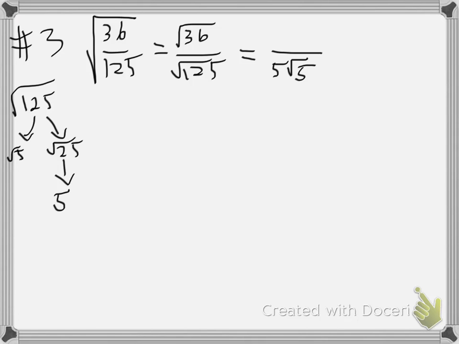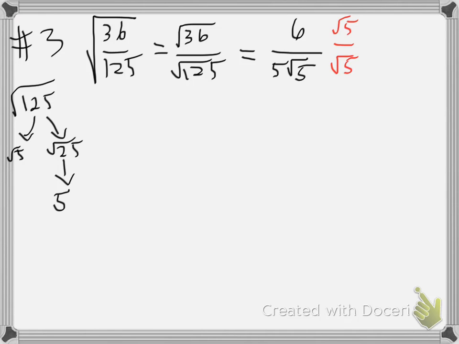The square root of 36 is 6, and a lot of you stopped here. Unfortunately, you have a square root in the bottom. That is not simplified radical form, but it's not like the previous problem where you need to multiply by a conjugate. We can just multiply by a different version of 1. Root 5 times root 5 is 5.